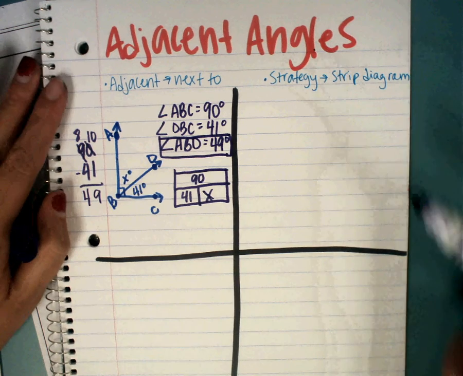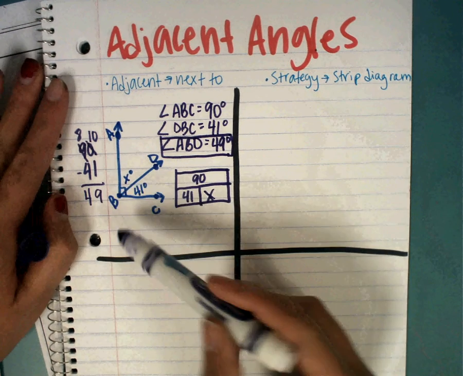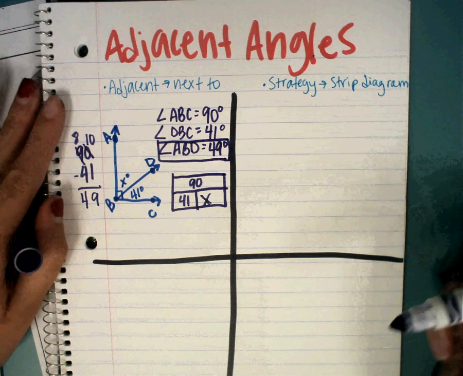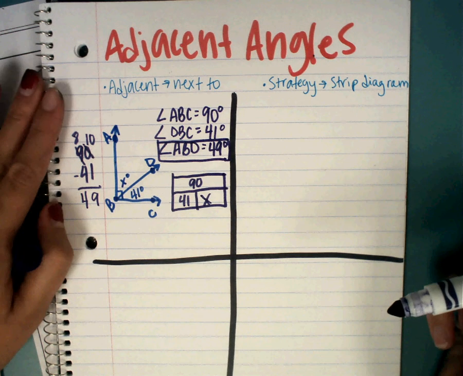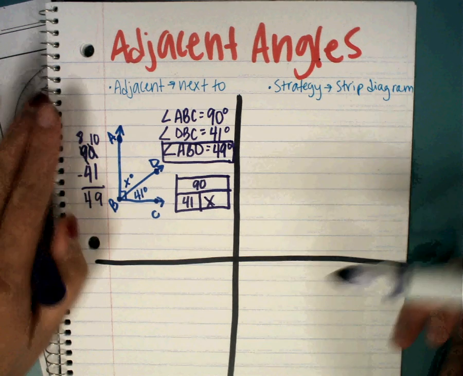If you see this little box right here, that's whenever you can know that that's equal to 90. It's going to make you infer that that's a right angle by putting a little box there.